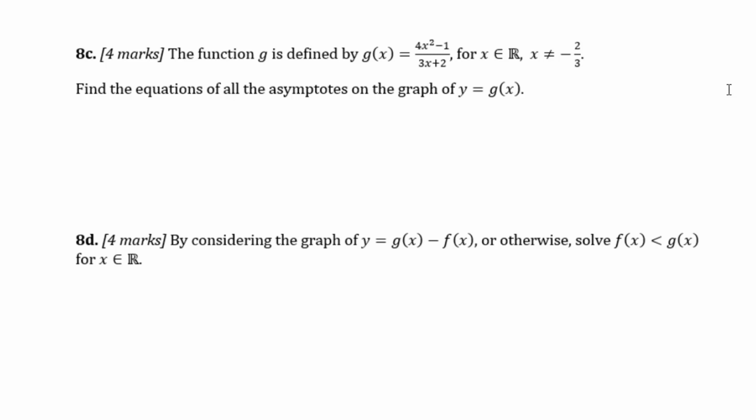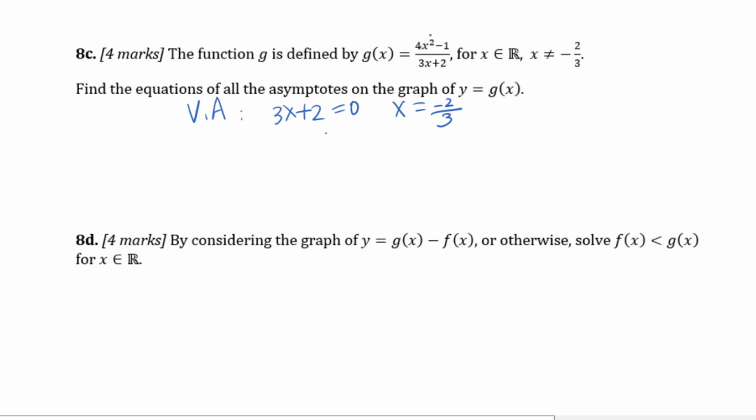Let's go to 8c. The function g is defined by g of x equals (4x squared minus 1) over (3x plus 2), for x all real numbers, x is not equal to negative 2 over 3. Find the equation of all the asymptotes on the graph of y equals g of x. There is a vertical asymptote line. That is 3x plus 2 equals 0, x equals negative 2 over 3.